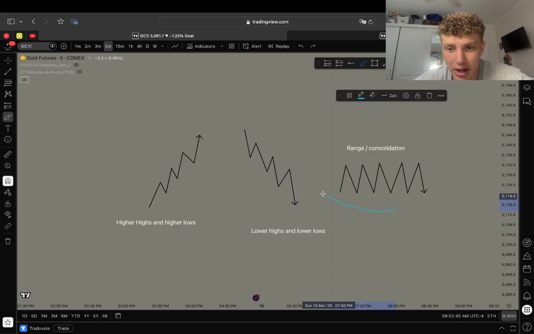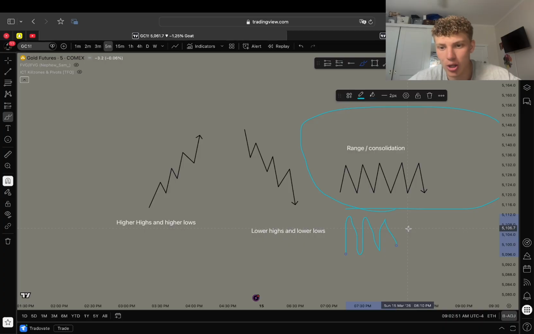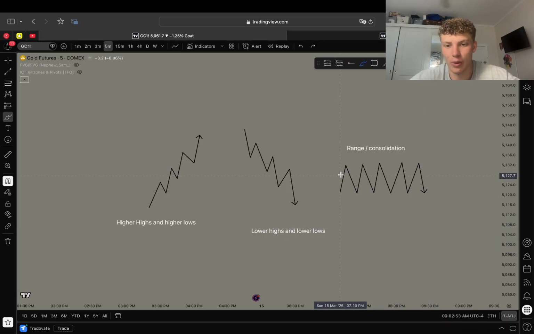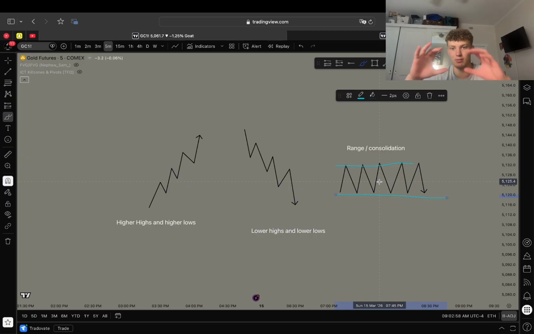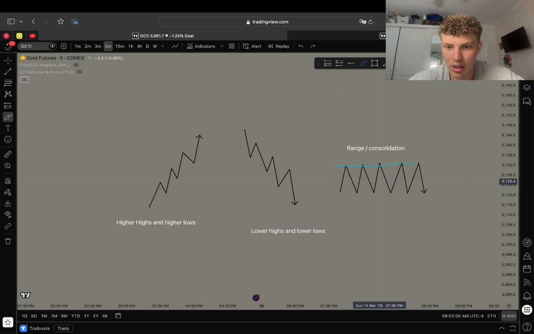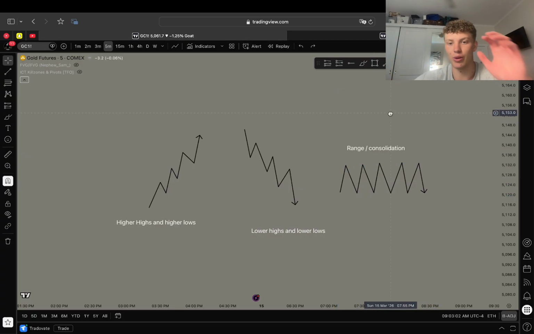And then the third one is a range and consolidation. This is just us moving up, down, up, down, up, down, literally doing nothing. Like we have no clear direction, just moving in a barcode pretty much. As simple as it is, we're just moving in a barcode.